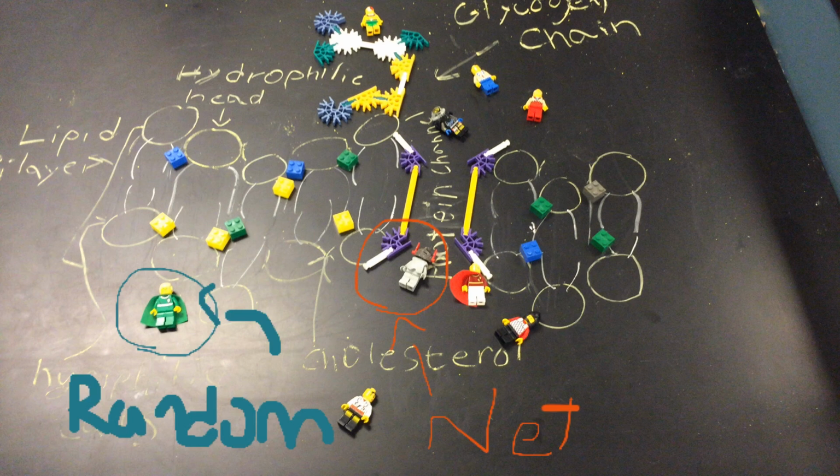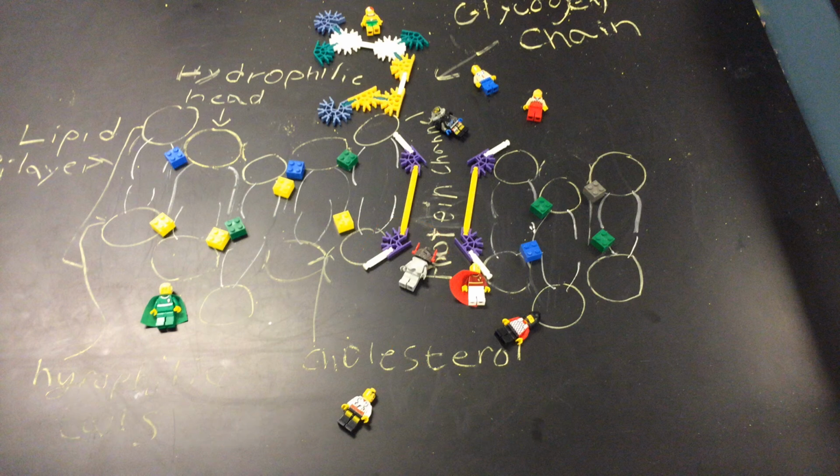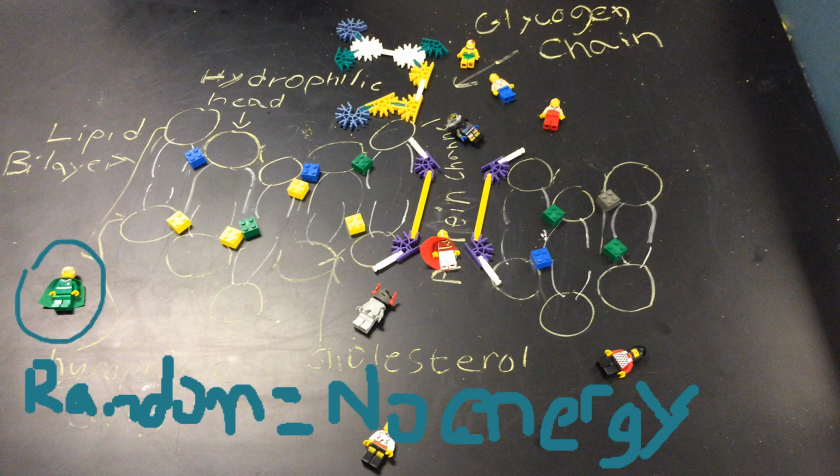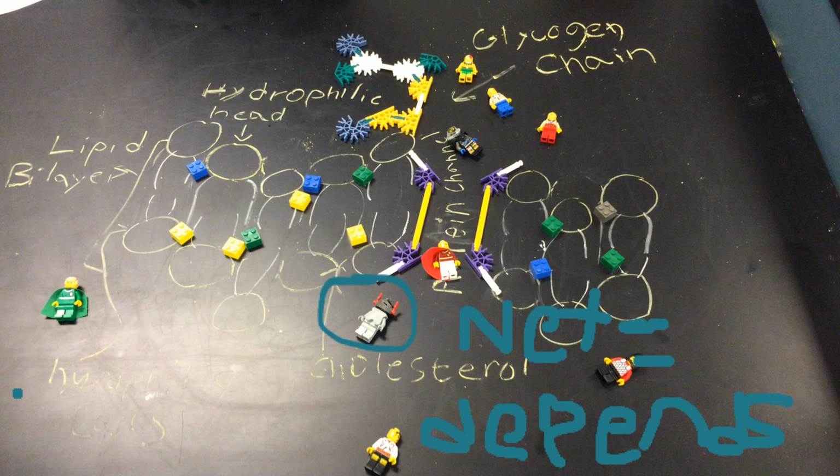For the concept of diffusion, there is random movement and net movement. Random movement is particles randomly moving, while net movement is the particles moving from high concentration to low concentration. In random movement, no energy is required, while in net movement, during passive transport, no energy is required, while during active transport, ATP is required, thus meaning that energy is required.